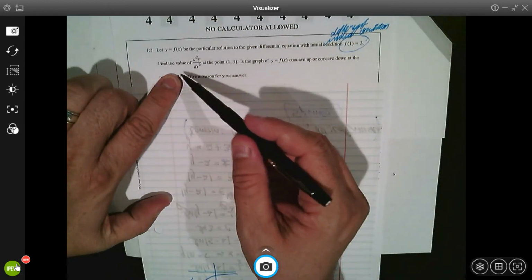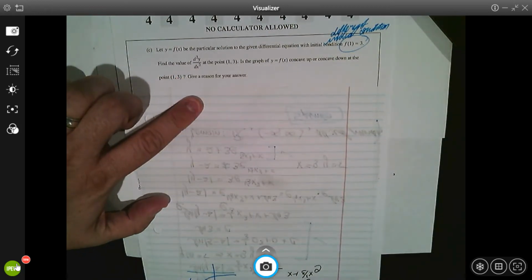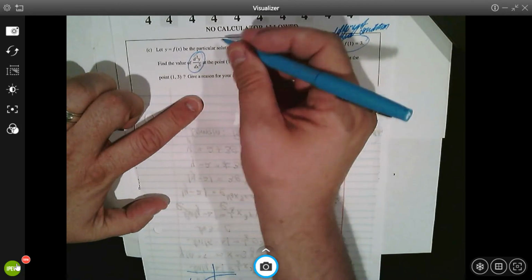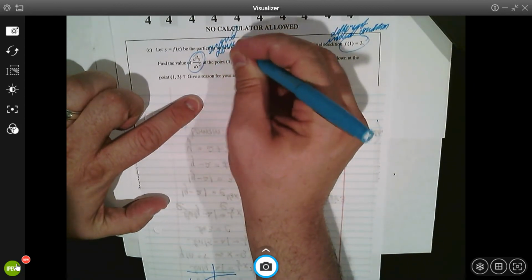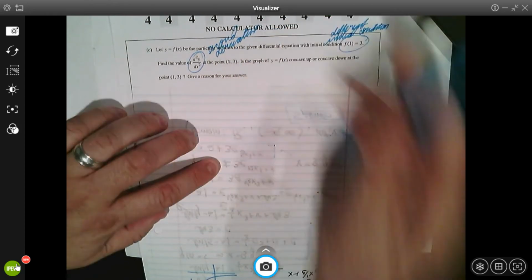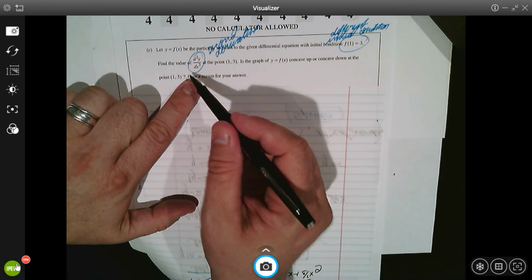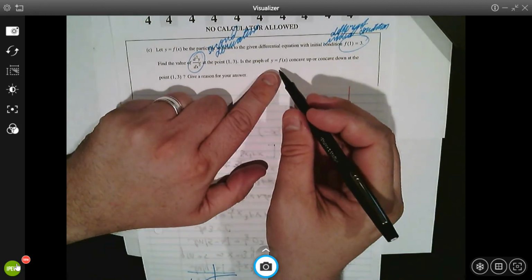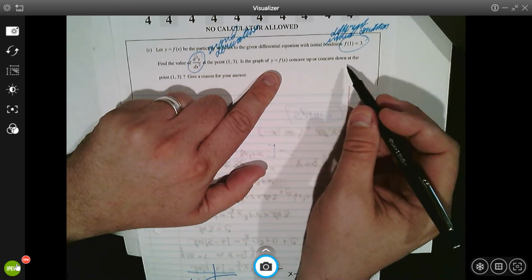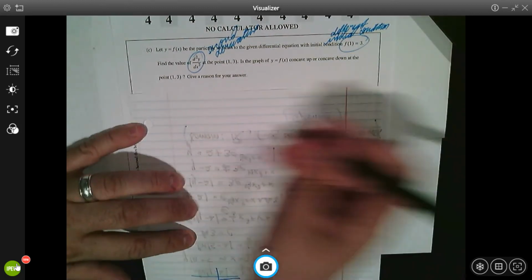It says find the value of d squared y dx squared at the point 1 comma 3. Well, what is d squared y dx squared? This is the second derivative. It's the derivative of your first derivative. So they want me to find the second derivative at this point and then decide if the graph is going to be concave up or concave down and give a reason for my answer. Well, let's see what we can do here.